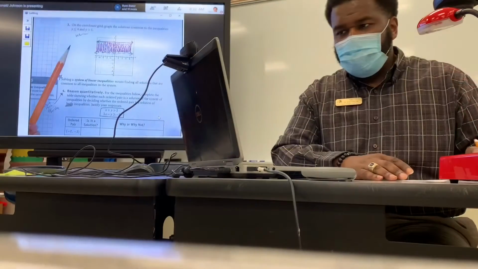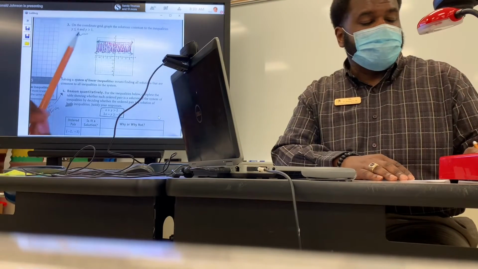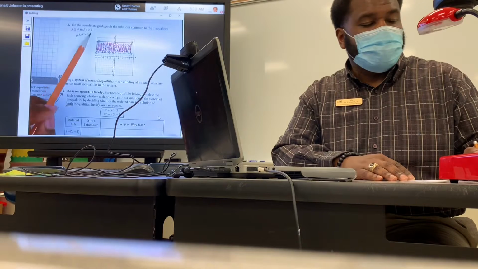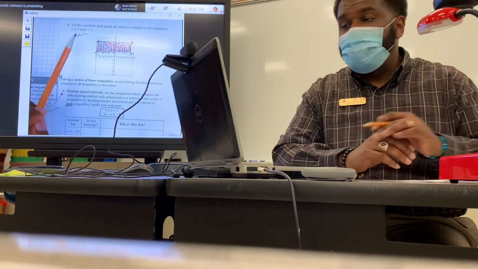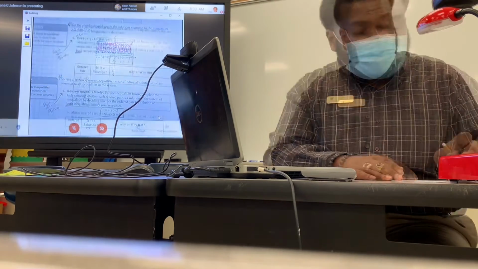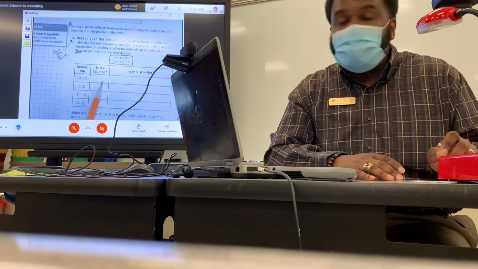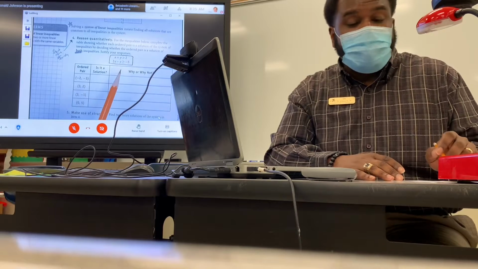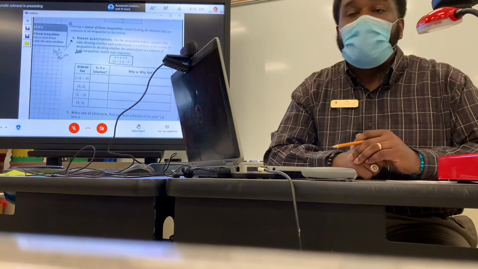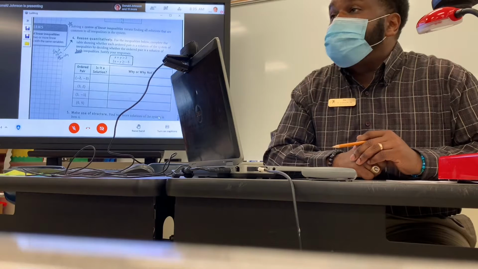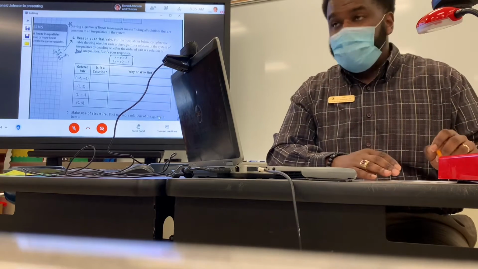What would make this a system? It has more than one inequality. Fantastic. When you plug this ordered pair into both of these inequalities, it has to make both of them true. Not just one, but both of them. It has to make both of them true.